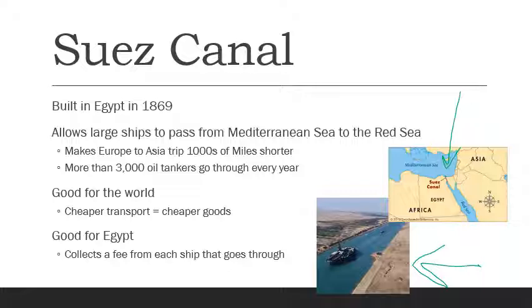It's good for the world because not having to go thousands of miles saves a whole lot of money because you don't have to pay the people to ship that much longer. And so all the goods that they transport can be much cheaper. So good money for the world, right? And it's also good for Egypt because as each ship goes through, they collect a toll or they collect a fee for every single ship that goes through. So Egypt makes money and the world saves money.